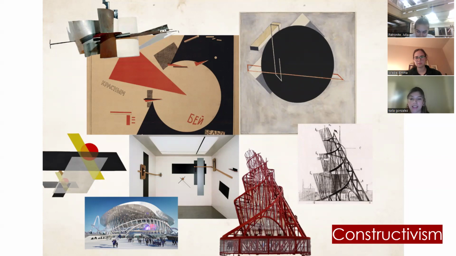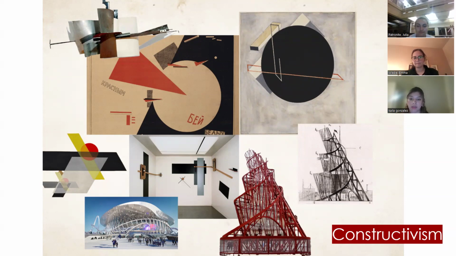So Vladimir Tatlin was one of the first Constructivists and you can see some of his work presented in the collage here. A lot of these architects used scraps of metal to form spaces.